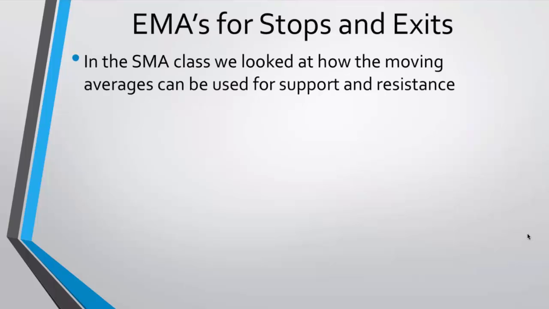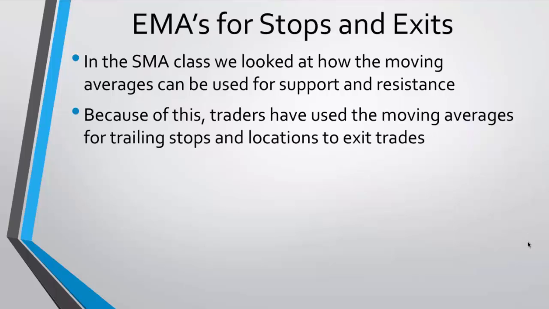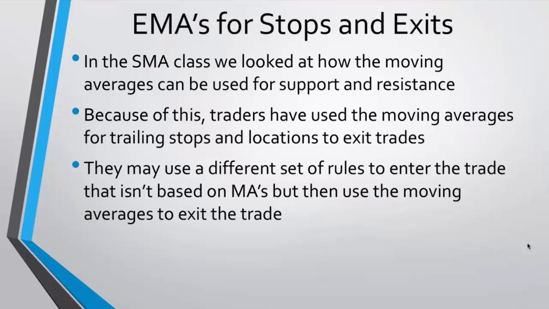So in the SMA module, we looked at how moving averages can be used for support and resistance. Because of this, traders have used moving averages for trailing stops and locations to exit trades. They may use a different set of rules to enter the trade that isn't based on moving averages, but then use the moving averages to exit the trade.